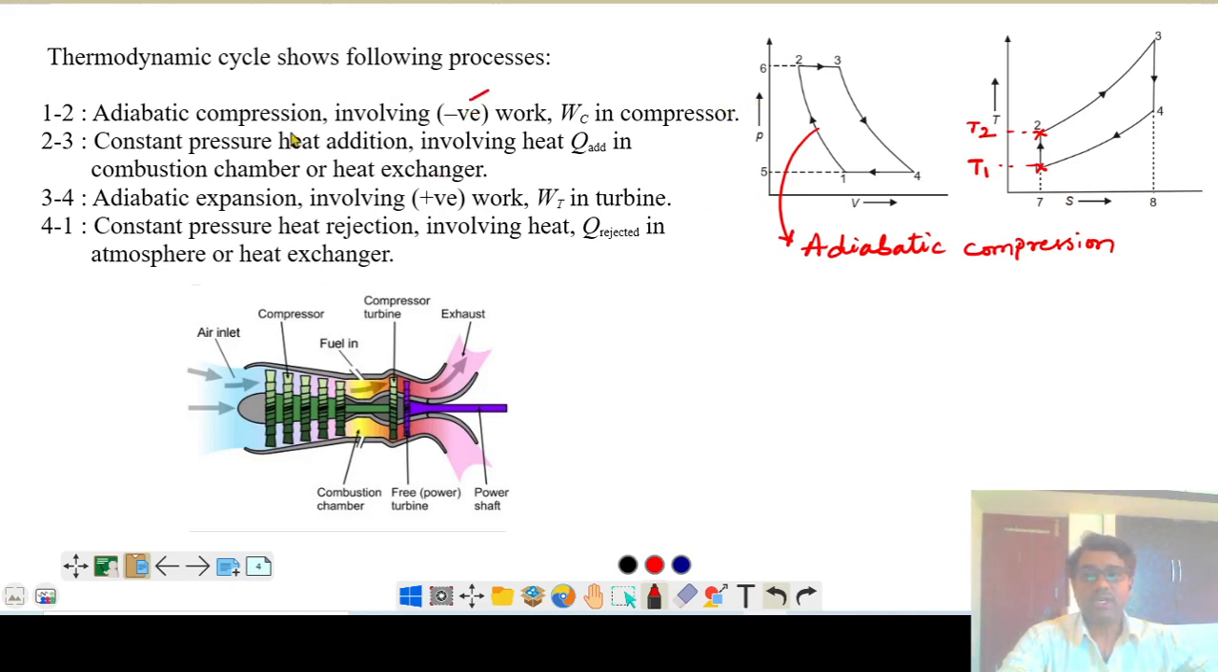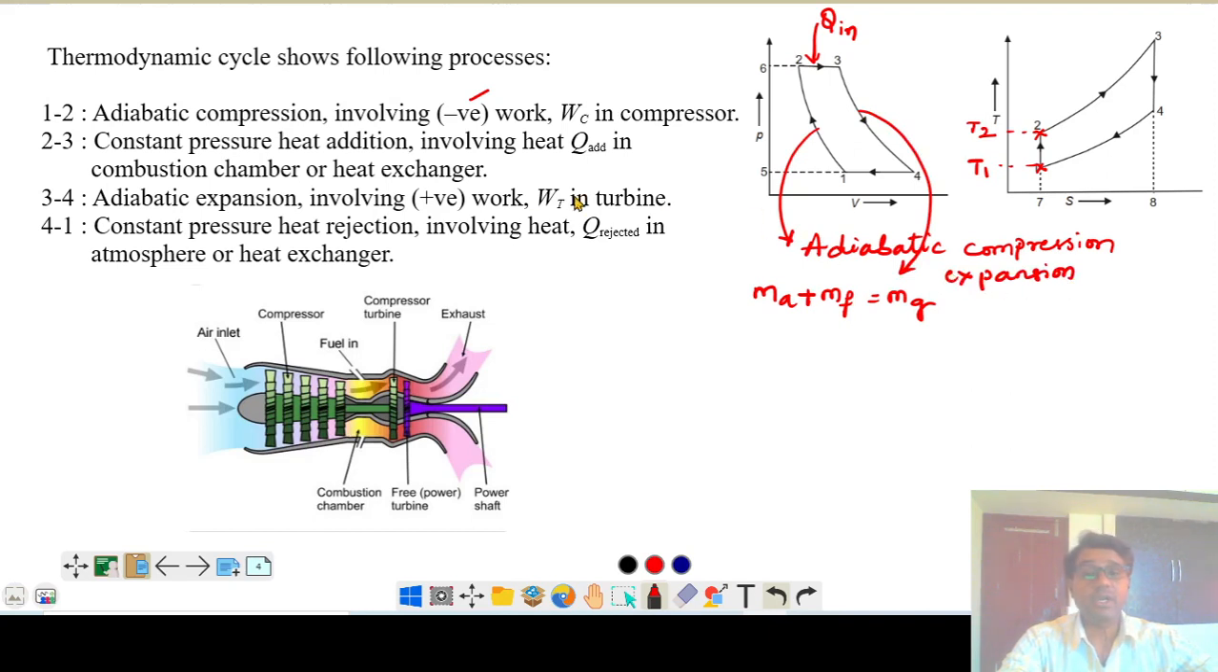So 1 to 2 is adiabatic compression. 2 to 3 is where we are going to add the heat. We are going to supply the heat here, Q in, at constant pressure. After supplying the heat, the mass of the air plus the mass of the fuel is mixed to get the mass of the exhaust gases. Next, 3 to 4 is again an adiabatic expansion process, where the work is done.